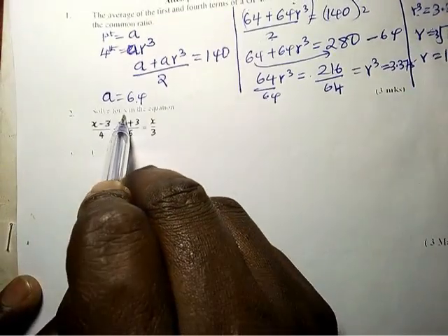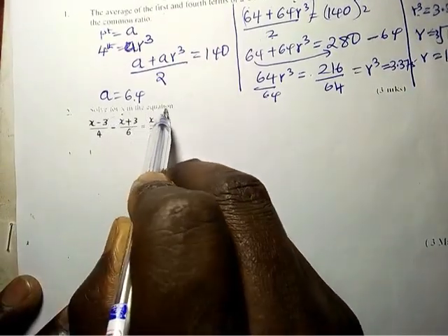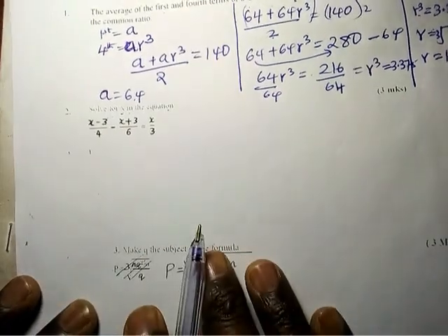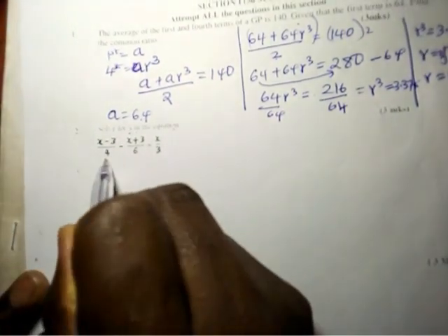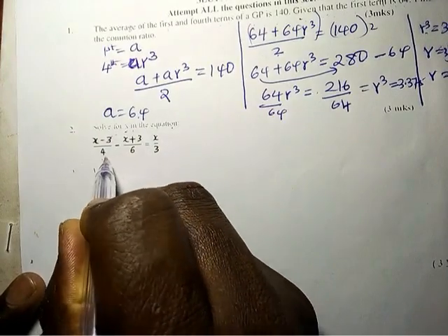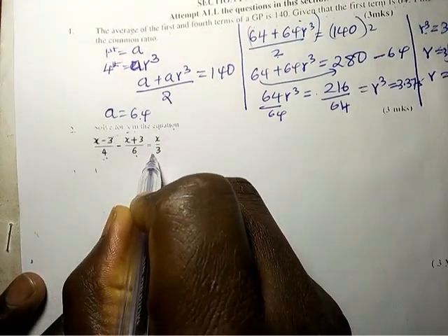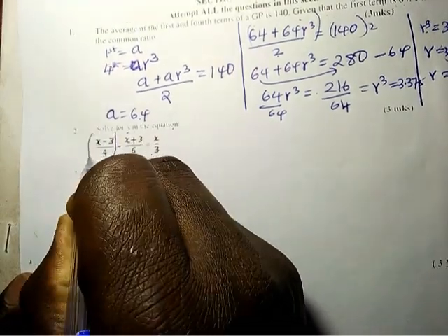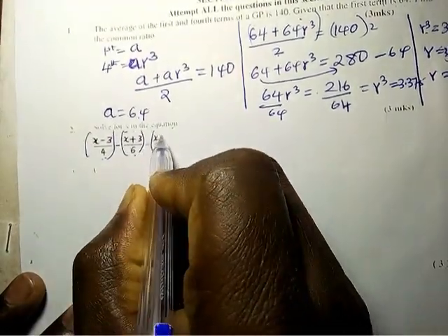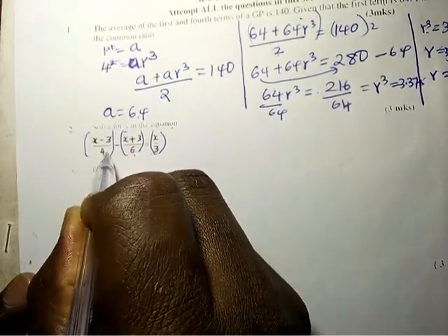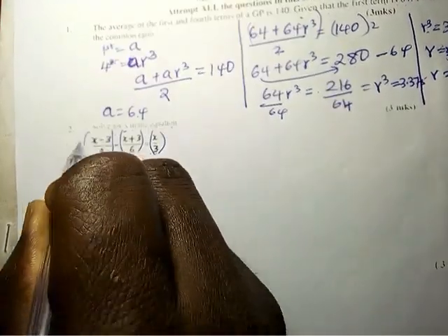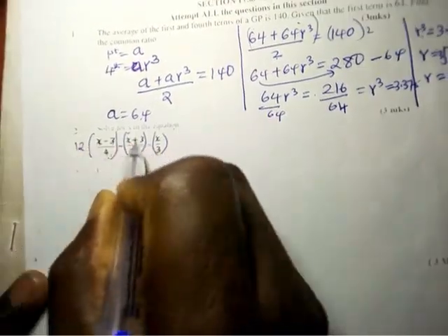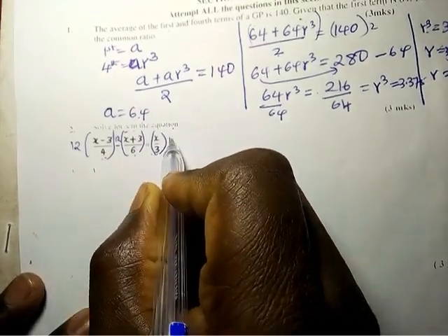Solve for the value of x in the equation. So we want to find the value of x there. To get the value of x, the LCM is 12. So we multiply every term by the LCM. This is the first term, second term, and the third term. So times the LCM, which is 12, times 12, times 12.